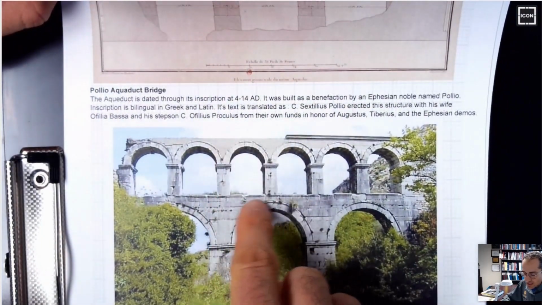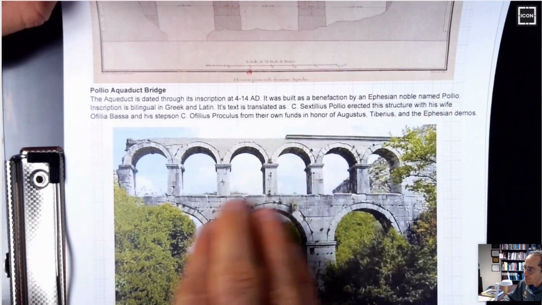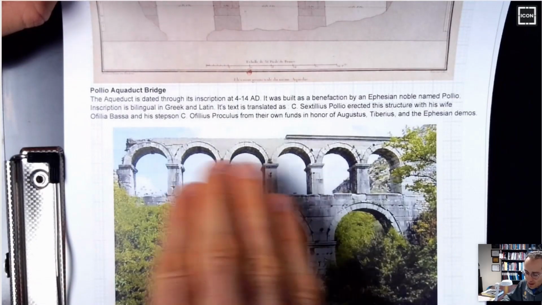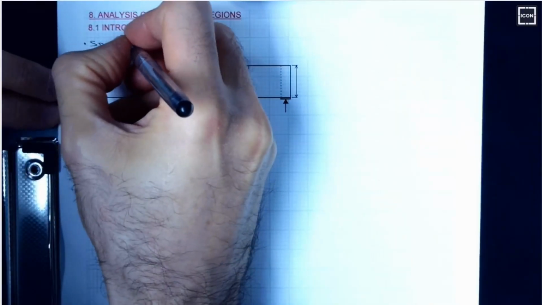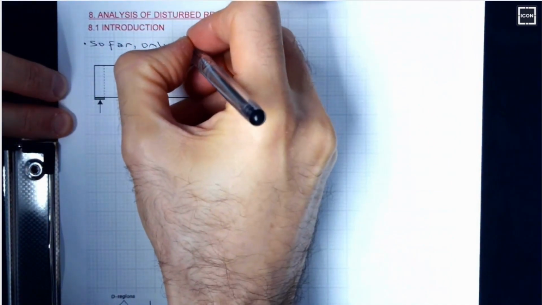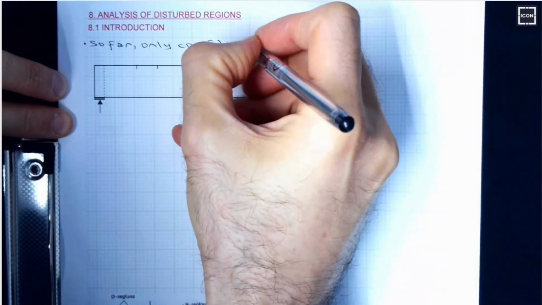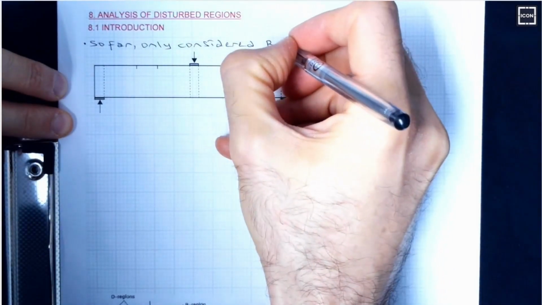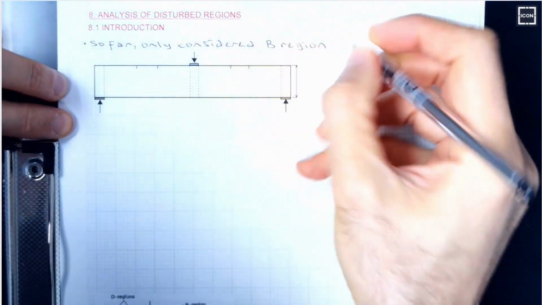You can visualize the flow of forces to understand how the system behaves. I would say so far you only considered B regions. So this is very common.